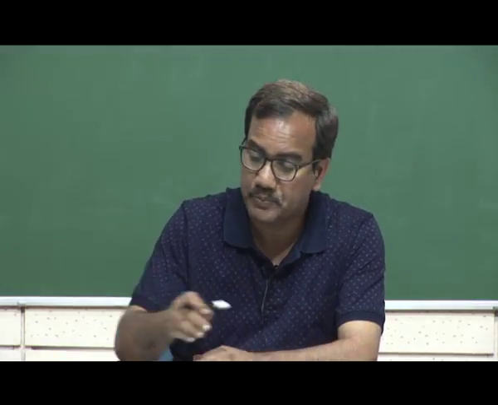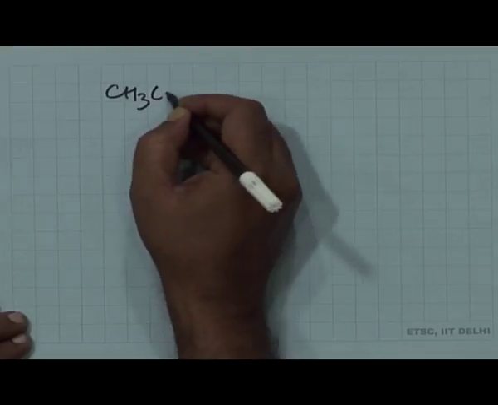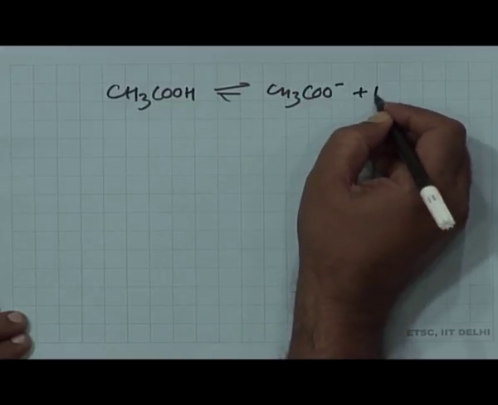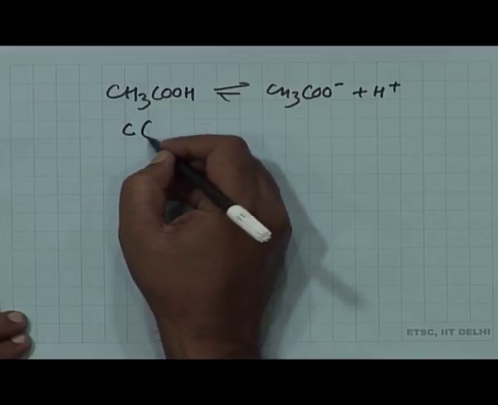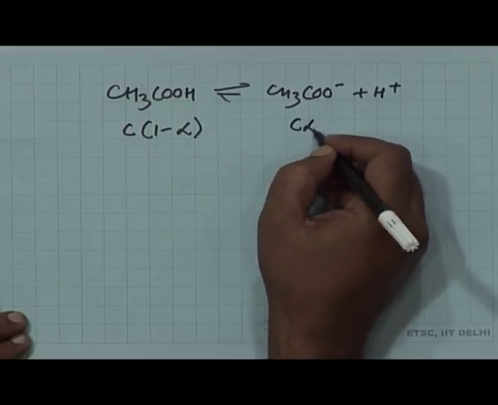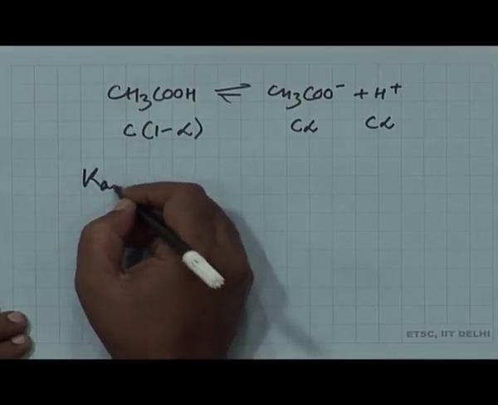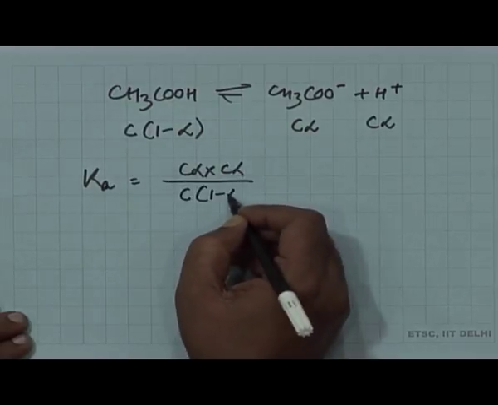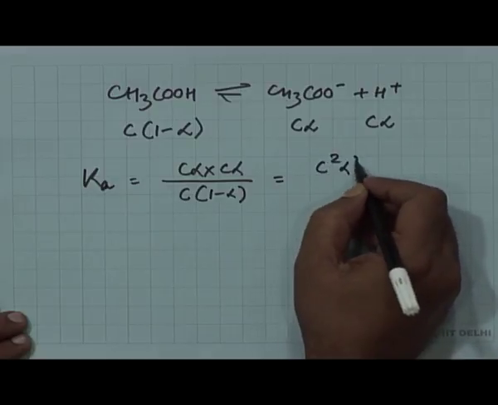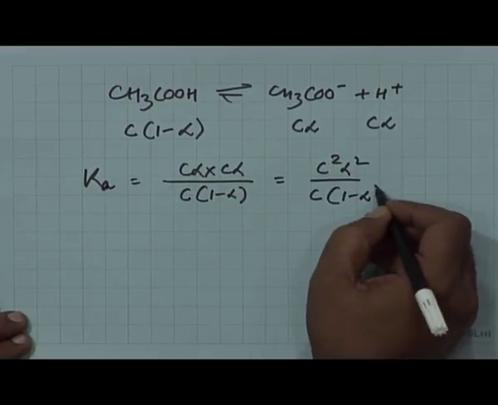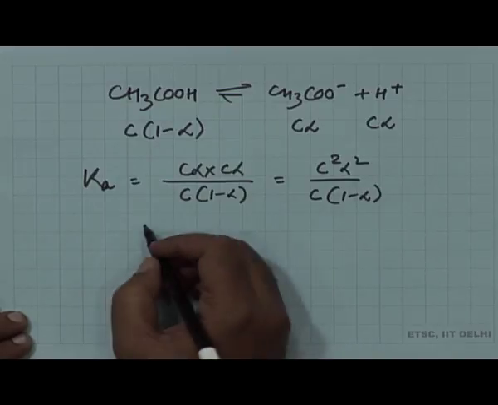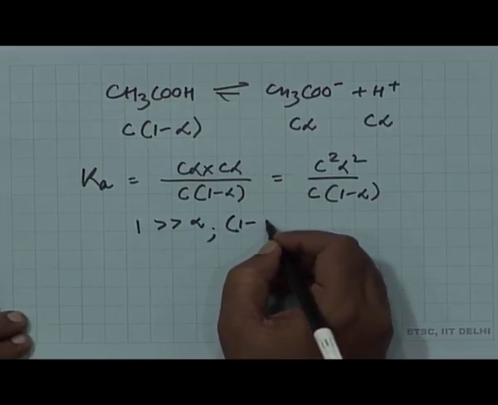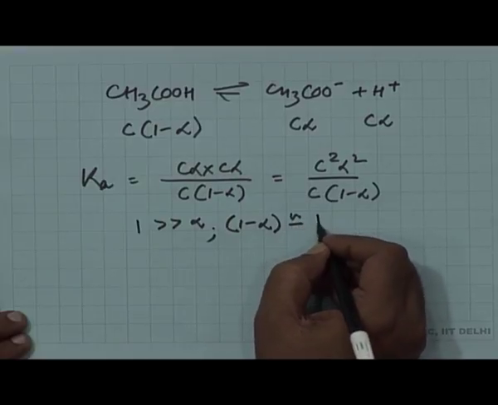Let us again write this equation: CH3COOH giving you CH3COO minus plus H plus. What is left is C 1 minus alpha, and here you will get C alpha, C alpha. So, K A is equal to C alpha into C alpha by C 1 minus alpha, which is C square alpha square by C 1 minus alpha. Since this is a very weak acid, 1 is quite greater than alpha.